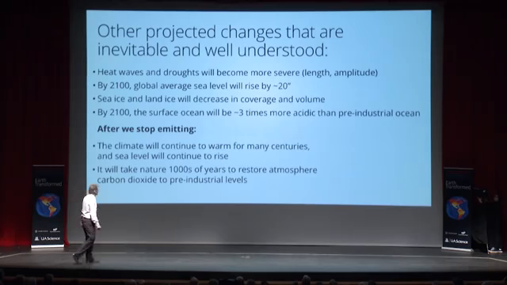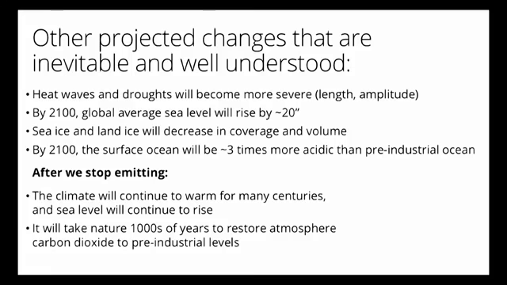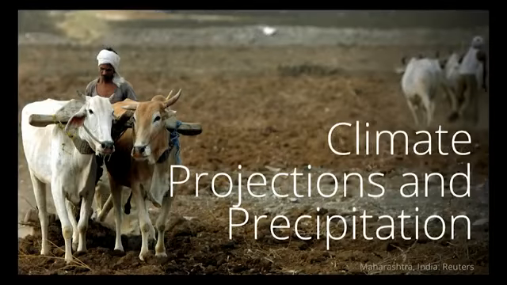These are all things that are really well understood and kind of unavoidable. After we stop emitting, the climate will continue to warm for many centuries. It's something you can talk about over coffee afterwards. And therefore, sea level will continue to rise for many centuries. It'll take many thousands of years for nature to restore this back to pre-industrial levels. Okay, before I run out of time, let's talk about impacts on food production.